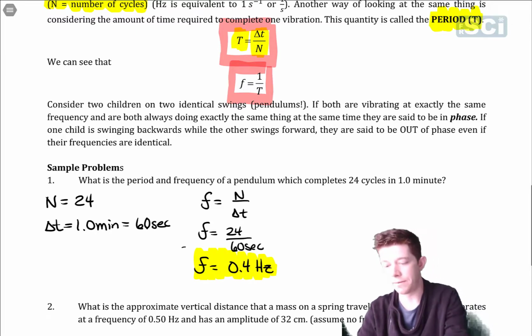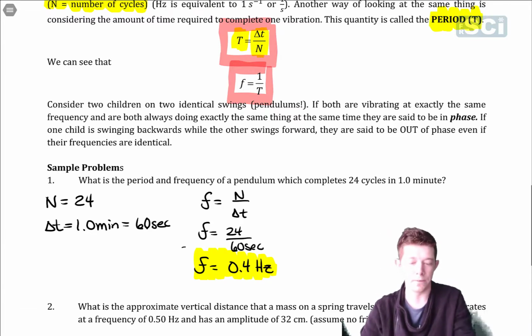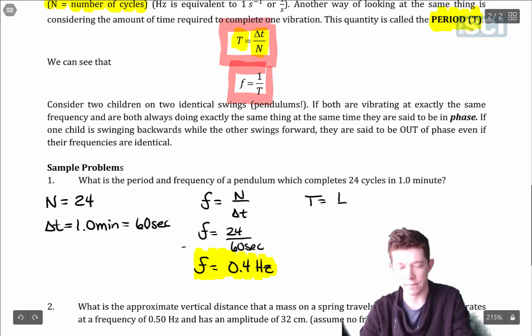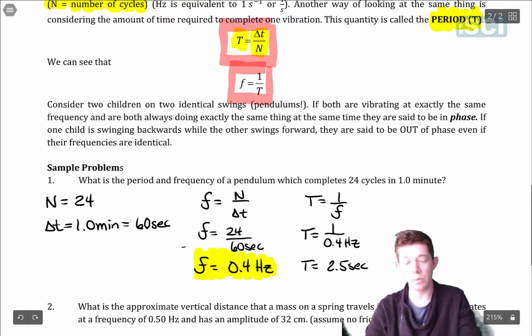Now, if I wanted to find its period, I have two different ways that I can do it. Now that I know the frequency, I can say the period is 1 divided by the frequency, or 1 divided by 0.4 hertz. And I find out that its period is 2.5 seconds. That's one way of doing it.